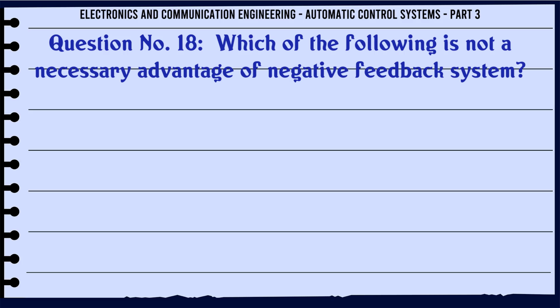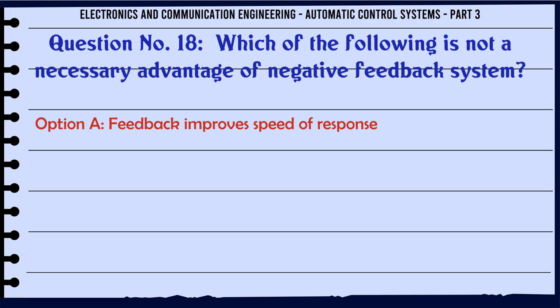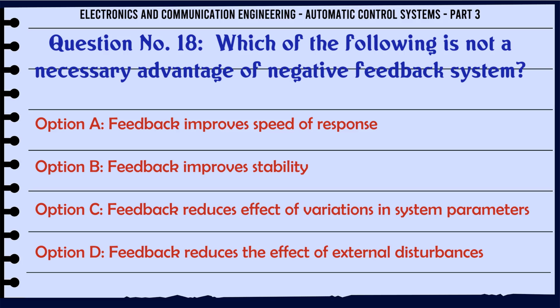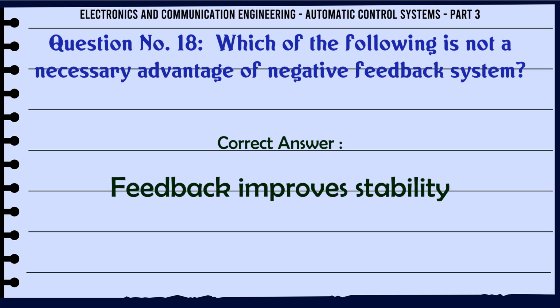Which of the following is not a necessary advantage of negative feedback system? A. Feedback improves speed of response. B. Feedback improves stability. C. Feedback reduces effect of variations in system parameters. D. Feedback reduces the effect of external disturbances. The correct answer is feedback improves stability.